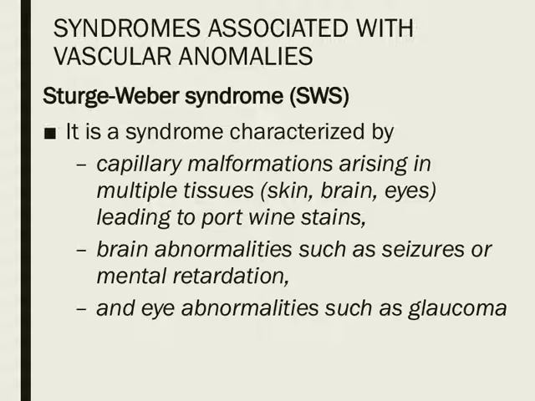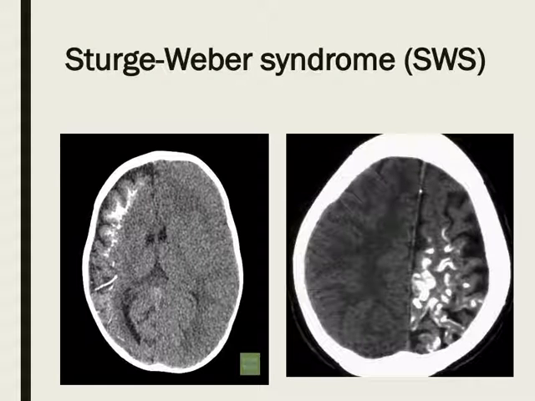So you have capillary malformations that could be in the skin, brain and eye, and a port wine stain. Usually they present with seizures and mental retardation. They can have eye abnormalities because they may have malformations in the vessels to the eye, and could also have glaucoma because of that.